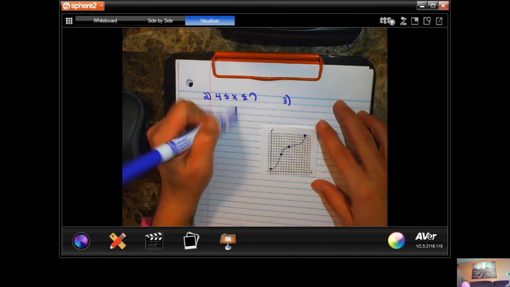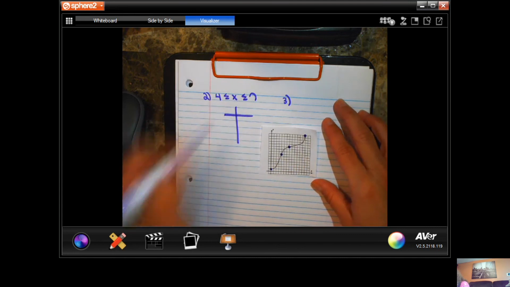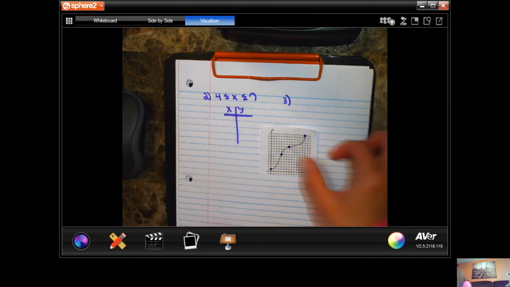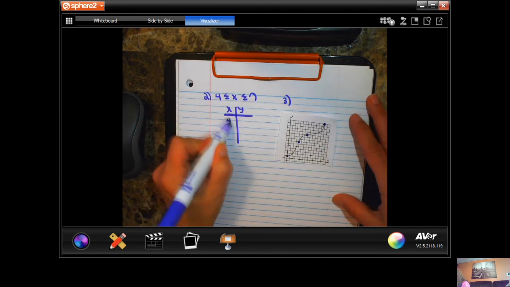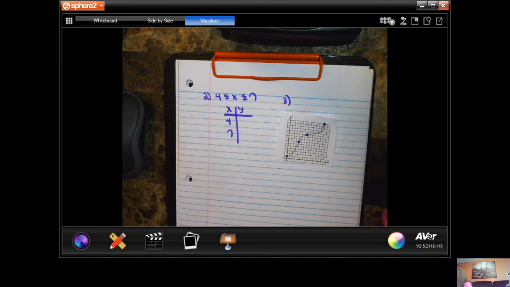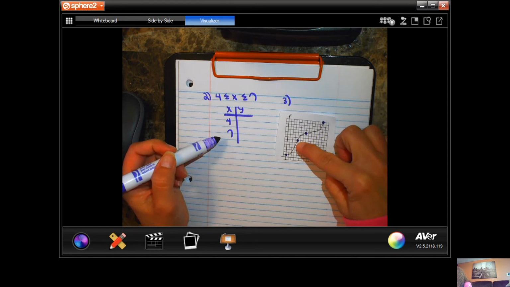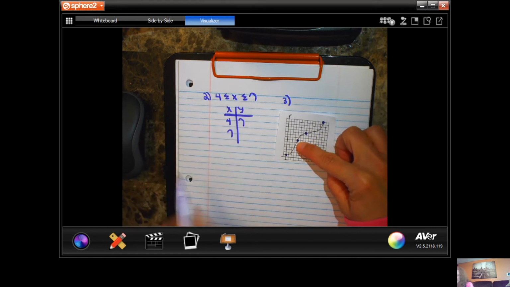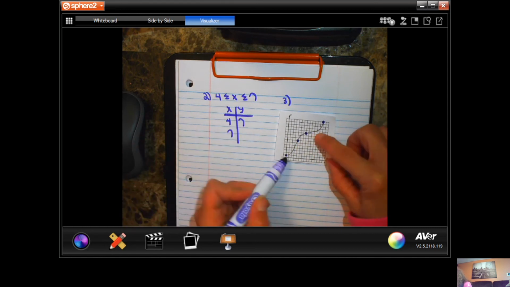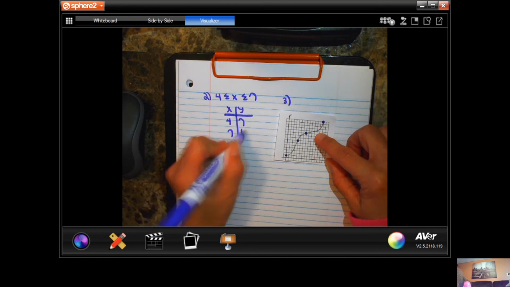So we're going to make a table, x and y, and we're going to put 4 and 7 in our table. To find the slope, we first have to find the points that it represents. So this point right here was 4, 7, so the y is the 7 value. This point here is your 7, 10, so the 10 goes here.